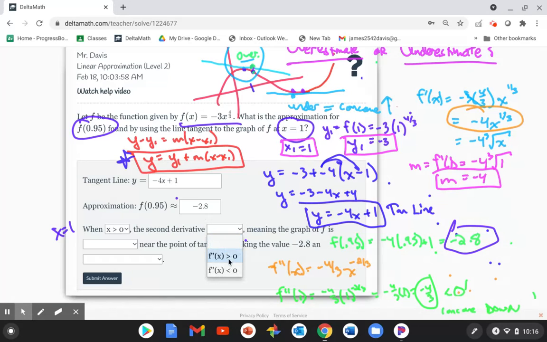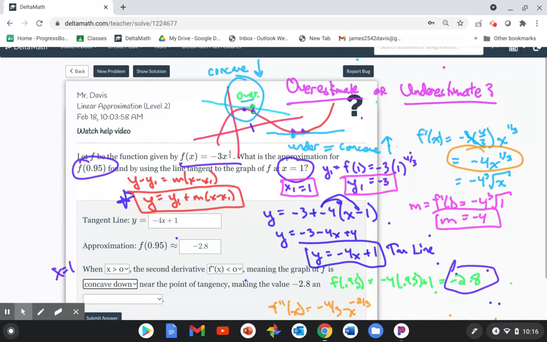Second derivative, f double prime of x is less than 0. So the graph is concave down. Last question, go back up to here what I said at the beginning. We said when it was concave down, it's an overestimate, right?